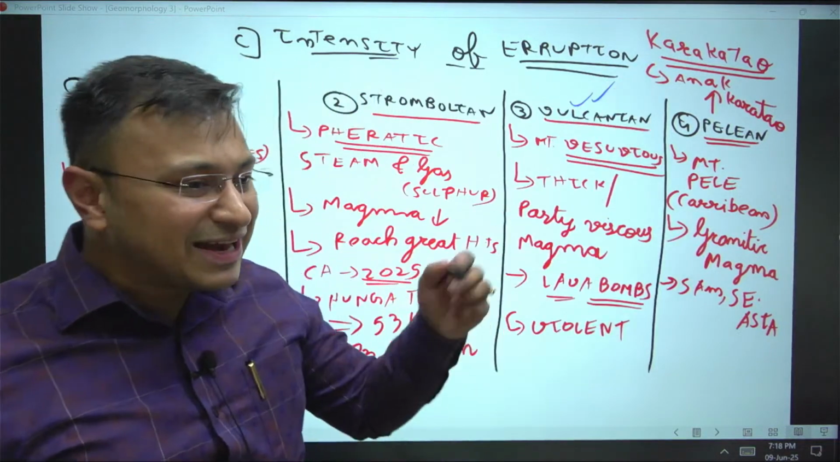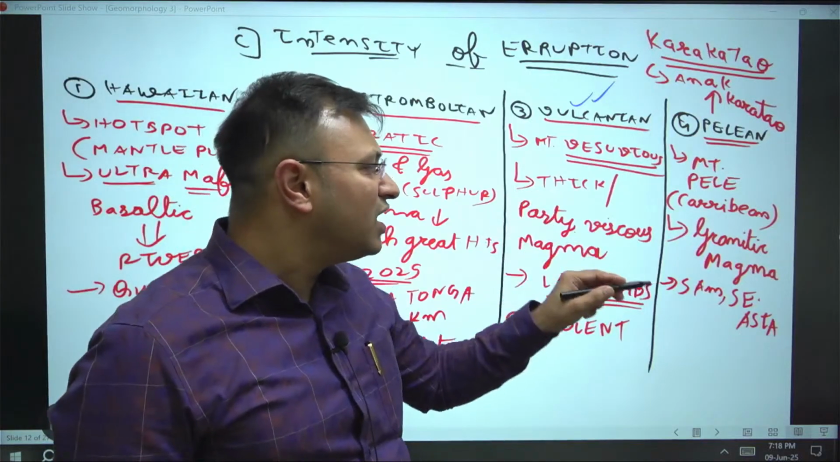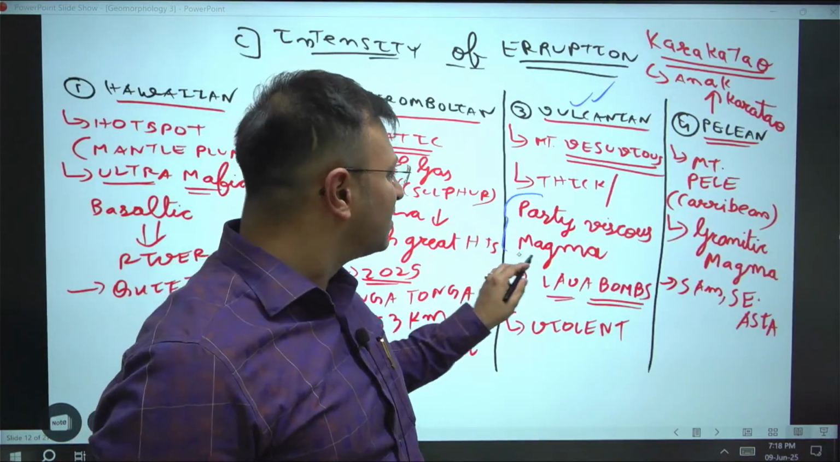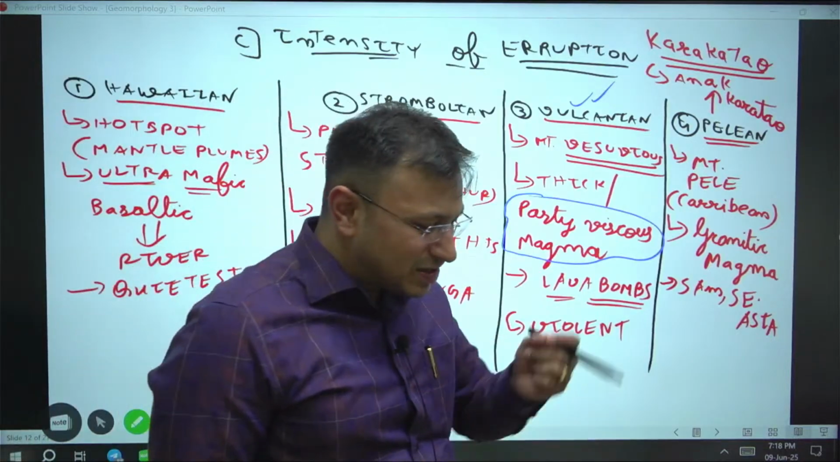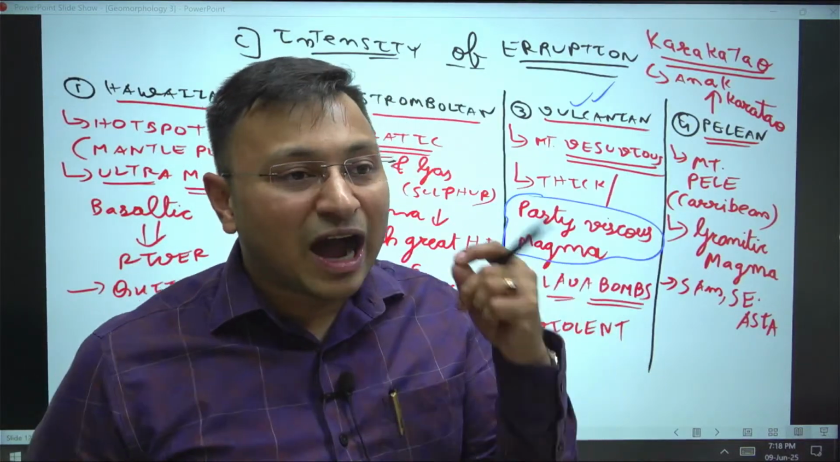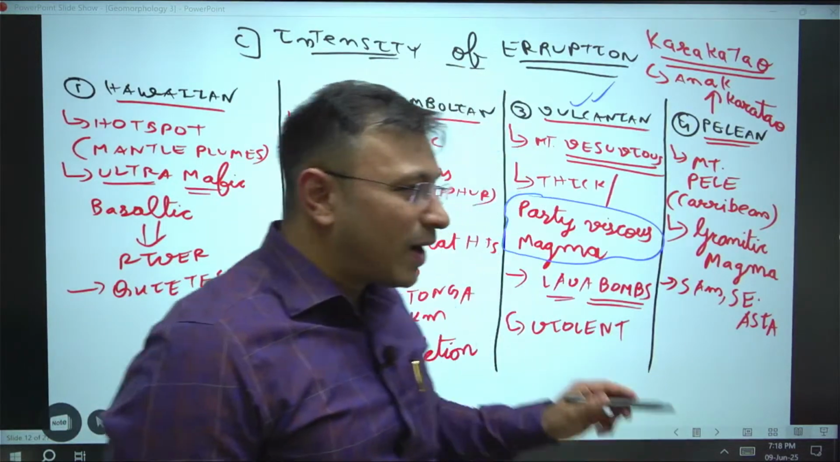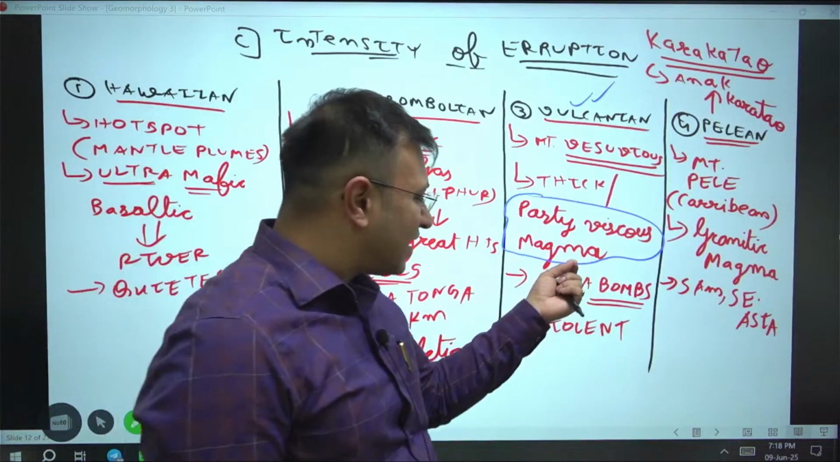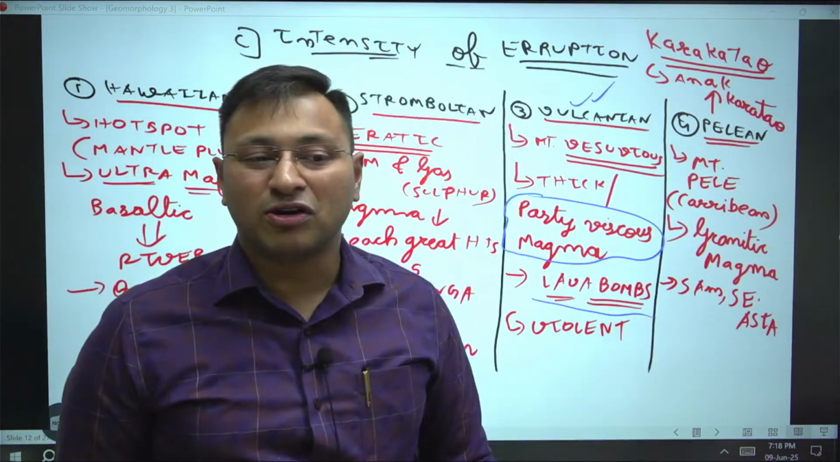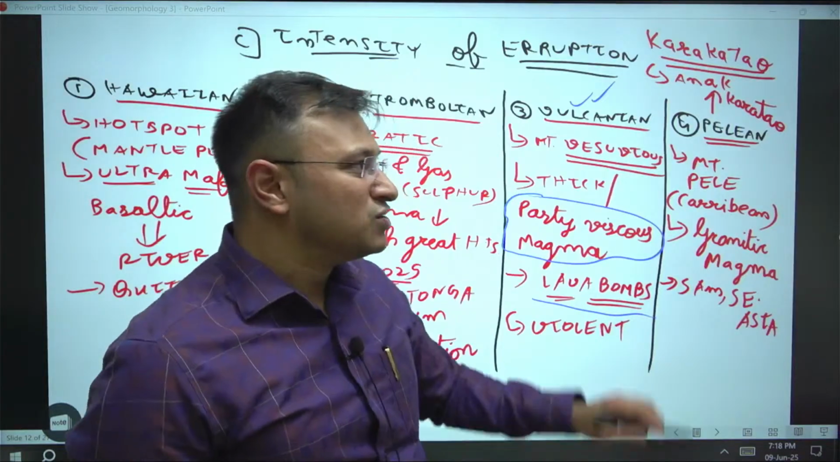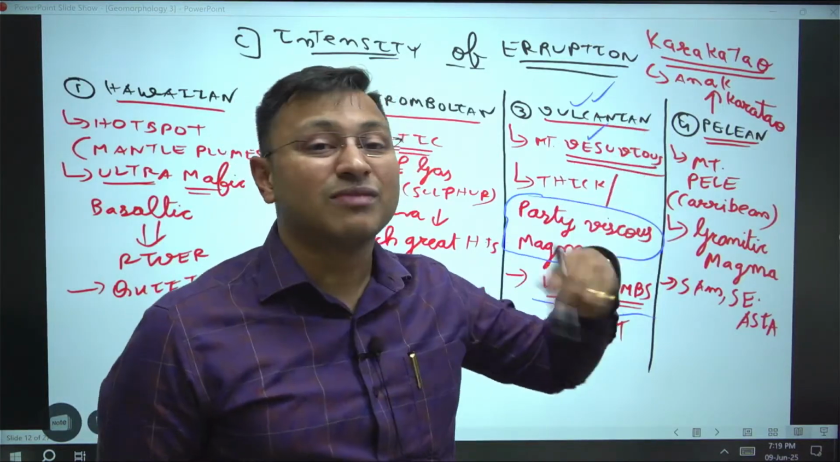Vulcanian eruption means that here you are having very thick, very pasty, viscous magma. Viscous in the sense that it has a very high content of silica. As the magma becomes andesitic, as the magma becomes viscous, you have the formation of lava bombs. Vulcanian eruptions are named after Mount Vesuvius.